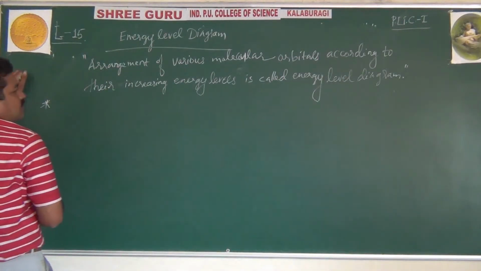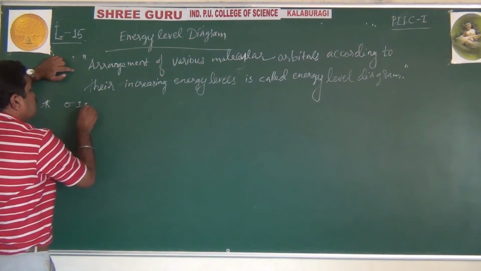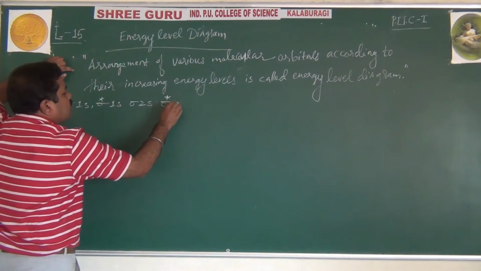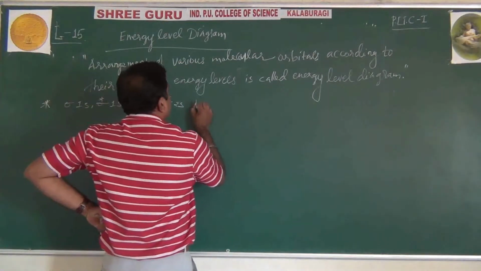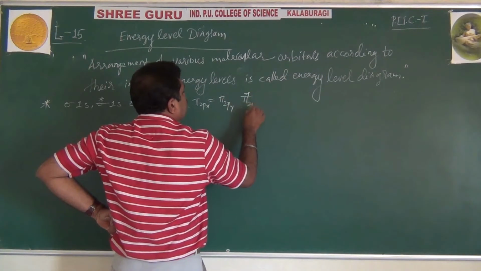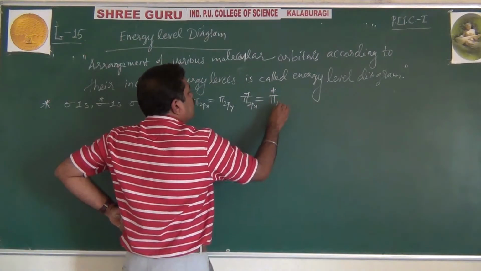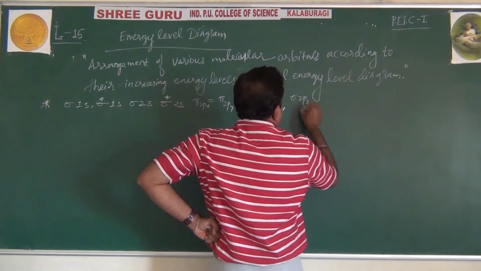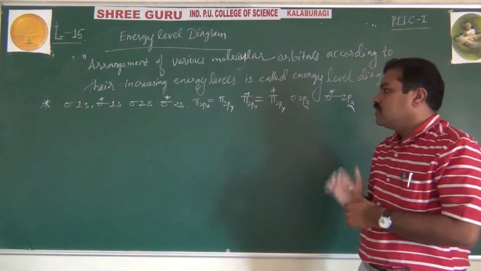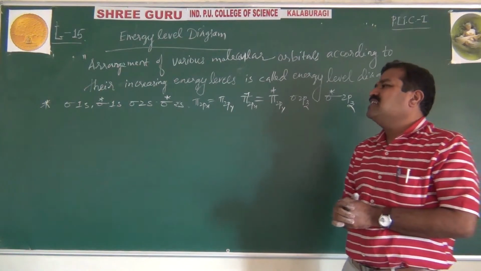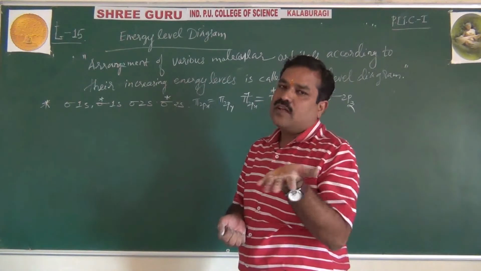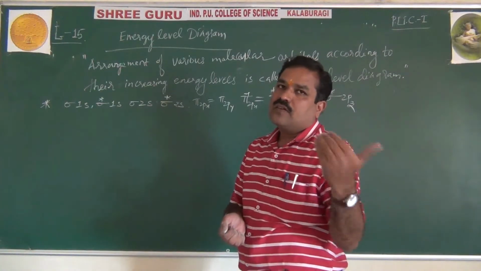Very important point to be noted. We know sigma 1s, sigma star 1s, sigma 2s, sigma star 2s. Okay, we are aware of this. Then pi 2px, pi 2py, pi star 2px, pi star 2py, and then sigma 2pz and sigma star 2pz. These are the various molecular orbitals available. Now here I have to keep one convention in mind. Up to atomic number 7, up to 14 electrons, one rule. Above 14, another rule. I will tell you one by one, you will come to know clearly.